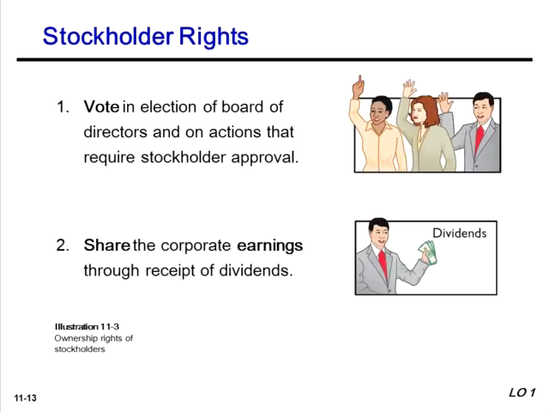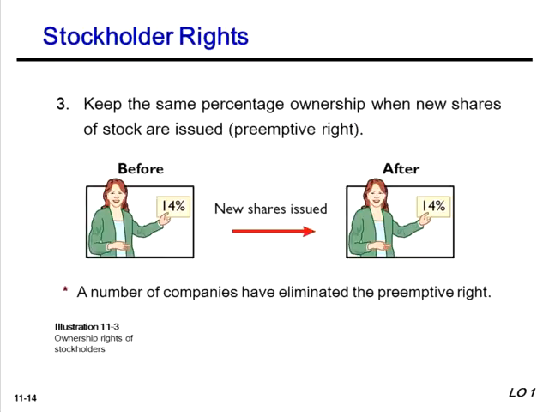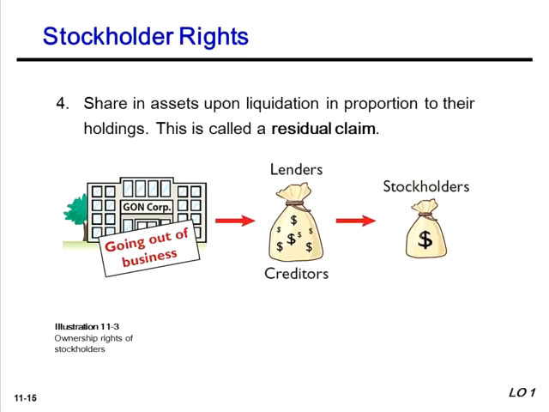Going to consider stockholder rights. First of all, the common shareholders have the right to vote in the election of the board of directors and on actions that require stockholder approval. Common shareholders also have the right to share in the corporate earnings through the receipt of dividends. And the final right, which some corporations have eliminated, is to keep the same percentage ownership when new shares of stock are issued, and this is called the preemptive right.